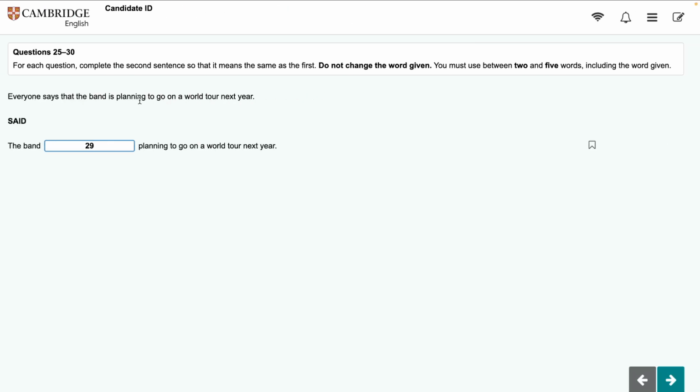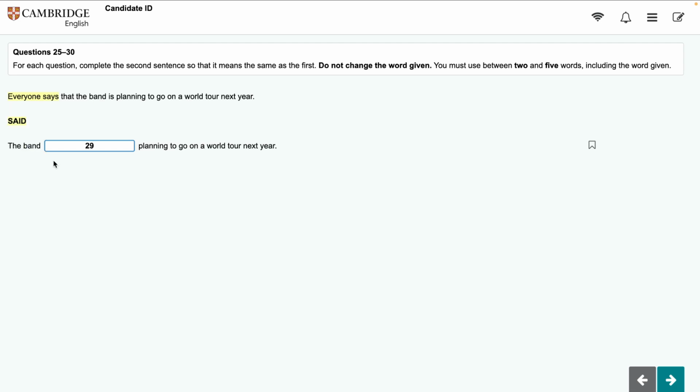Everyone says that the band is planning to go on a world tour next year. The keyword is said. What is that I have to transform? The band planning to go on a world tour next year. Seems that what I have to transform is this part, everyone says. And now, grammatically, looking at this transformation, everyone says we've got an active sentence that must be transformed into a passive one because I start with the object, right?